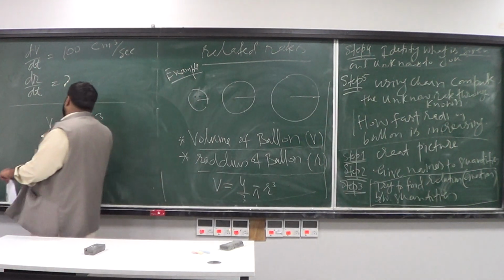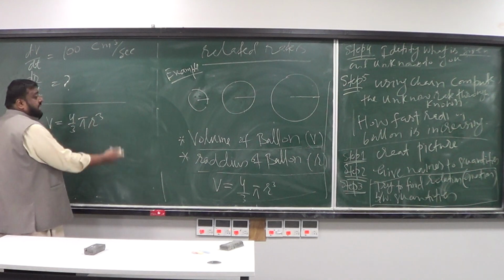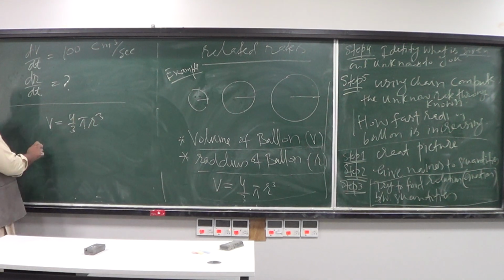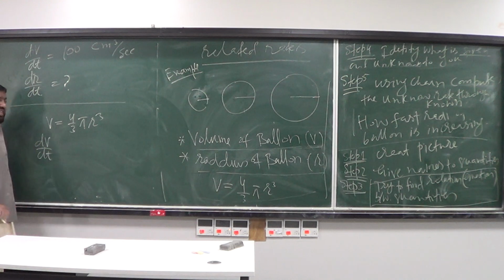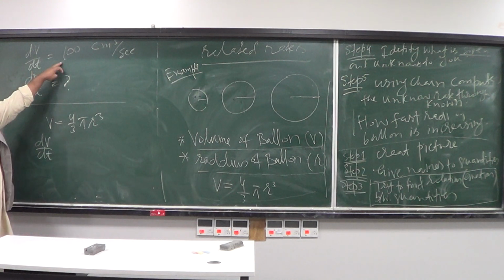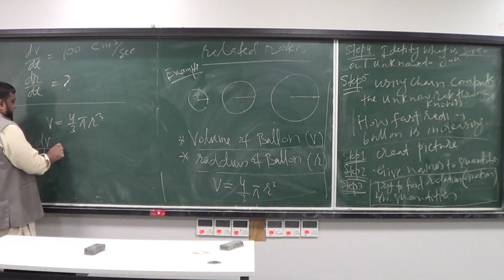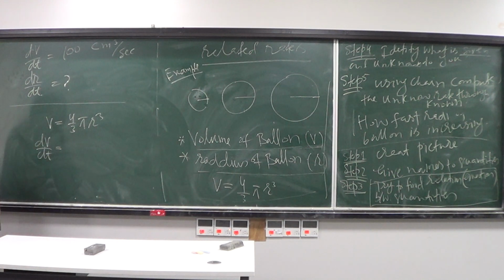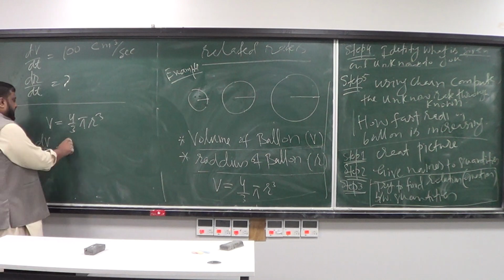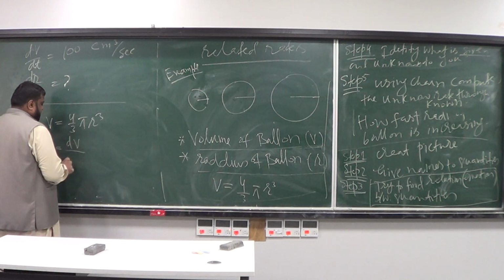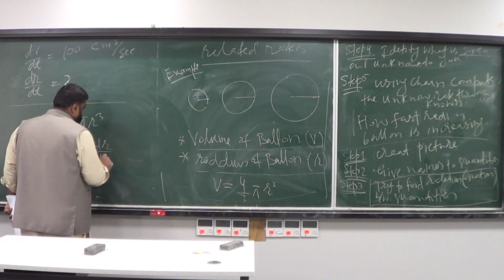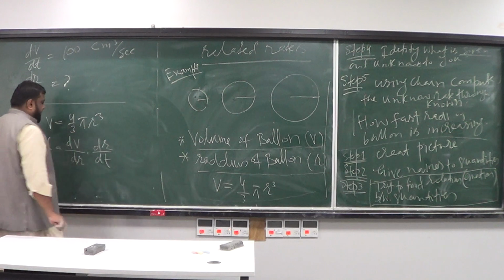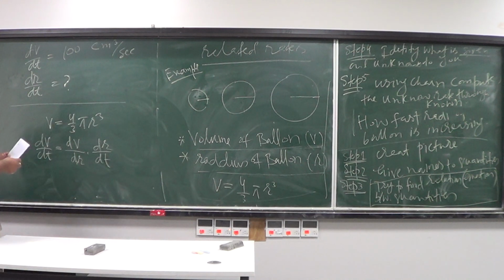So V depends on R, and V and R both depend on time. If I want to, for example, compute dV by dt, so that I can use this value, then I can apply the chain rule. So if it is dV by dt, I can write this as dV by dr times dr by dt. This is what it is going to be.